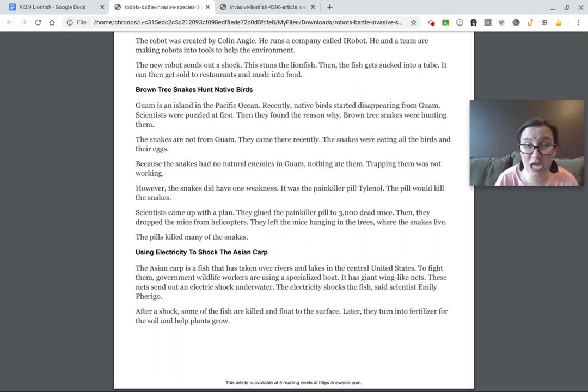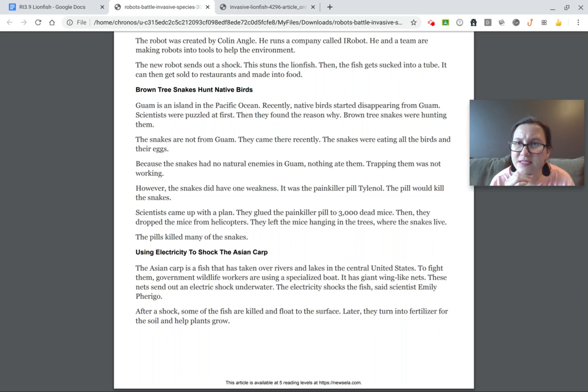These nets send out an electric shock underwater. The electricity shocks the fish, said scientist Emily Fiergo. After a shock, some of the fish are killed and float to the surface. Later, they turn into fertilizer for the soil and help grow plants.